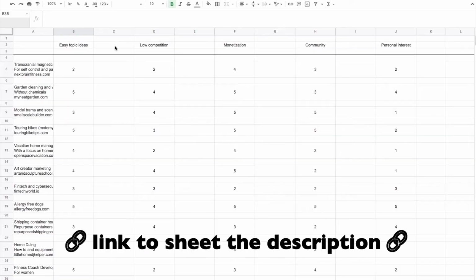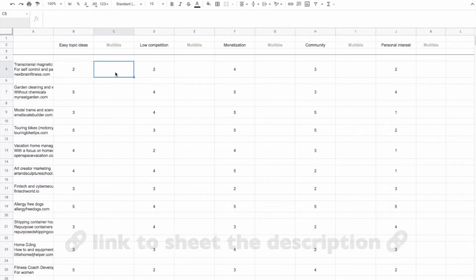I'm going to add in a column now for a multiple. I'm going to add in a multiple for how important easy topic ideas are. So if you're a beginner, you would want this to have a greater multiple. I have some experience, so I'm going to give it a lower multiple, but it is still somewhat important that I can find at least 100, maybe 200 ideas. I'm going to use a multiple of 3.